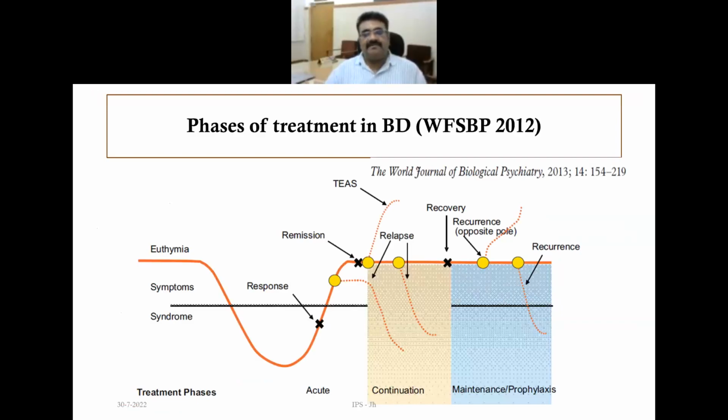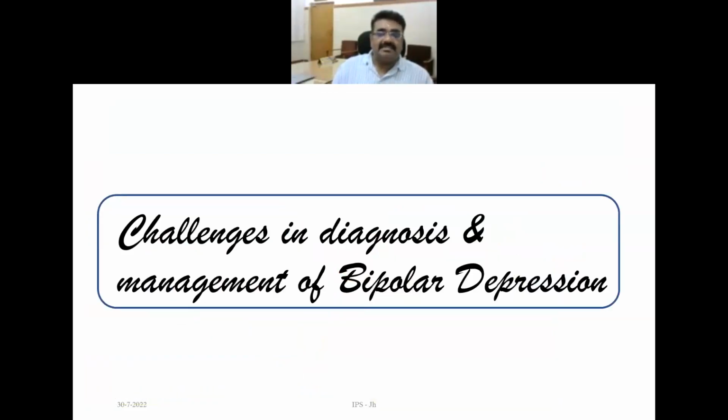And add to that, you have various phases of treatment. For example, in the acute phase, you would employ a kind of management plan that's quite different from what you would be employing in the maintenance and prophylactic phase. The continuation phase probably marks a transition between the acute phase and the maintenance phase. You're probably taking off some medications and then consolidating the treatment on other medications. And this is what I'd like to focus on a little bit in the management. So what are the challenges in the diagnosis and management of bipolar depression?